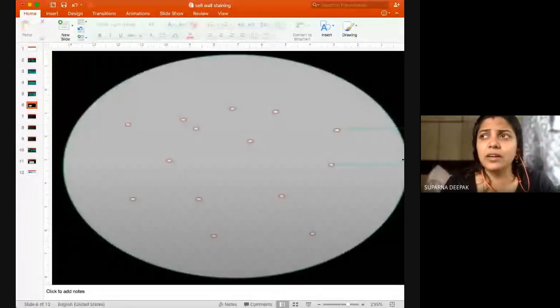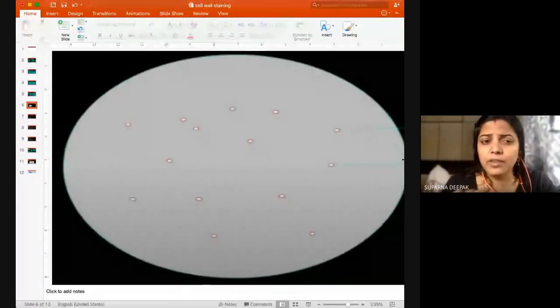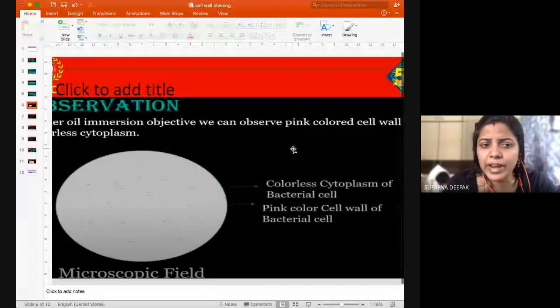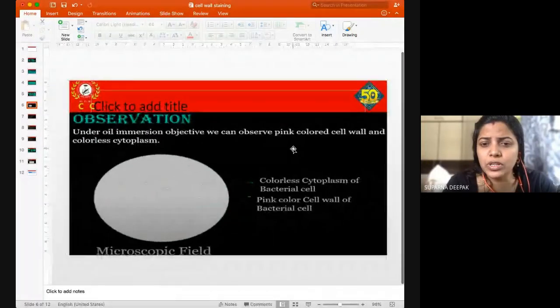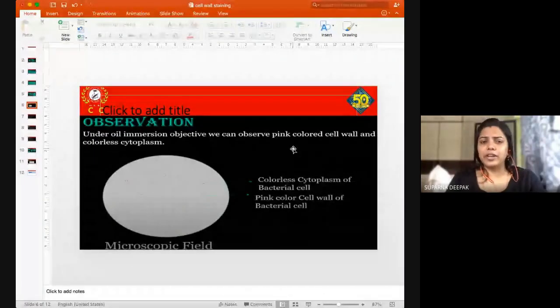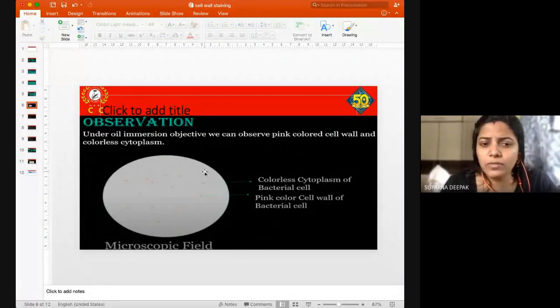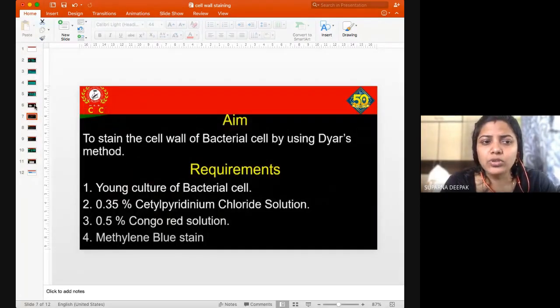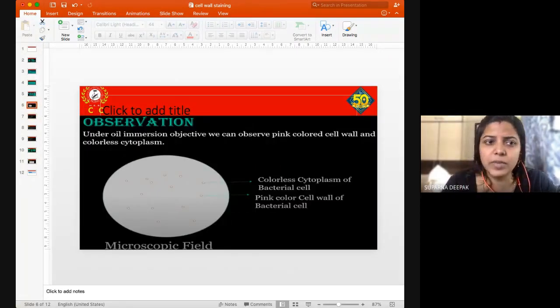If you are using a bacillus, it will give you rod shaped cell walls. So depending upon the structure of your bacteria, the cell wall structure would be that way. You can see over here, this is how you write the observation also, students. Please understand, when you start writing your journals, you have to write it like this. Under your oil immersion lens, you will see the colorless cytoplasm and the pink colored cell wall of the bacterial cell. So that is about your Chance's method.